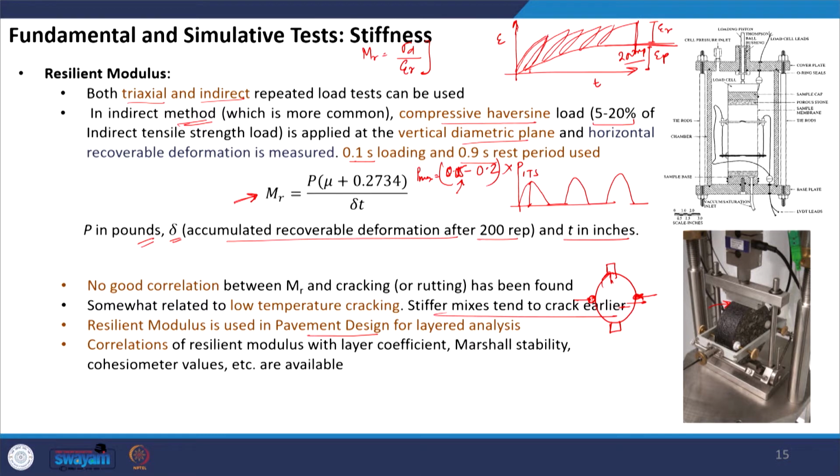So, resilient modulus is one of the inputs that is required in pavement design. Researchers have also tried to develop correlations of resilient modulus with various other test parameters. For example, the layer coefficient which we use in AASHTO pavement design, the Marshall stability values, cohesiometer values, etc., have been used to develop correlation equations in order to estimate resilient modulus.